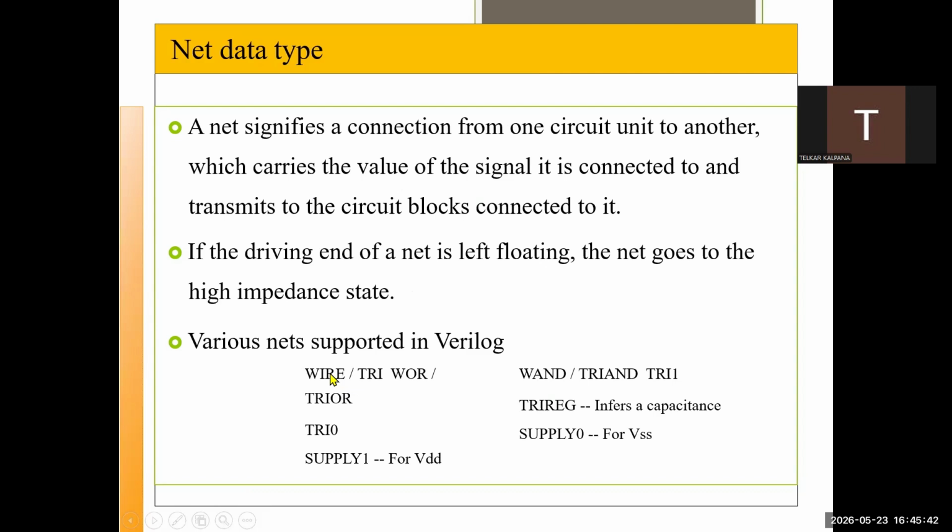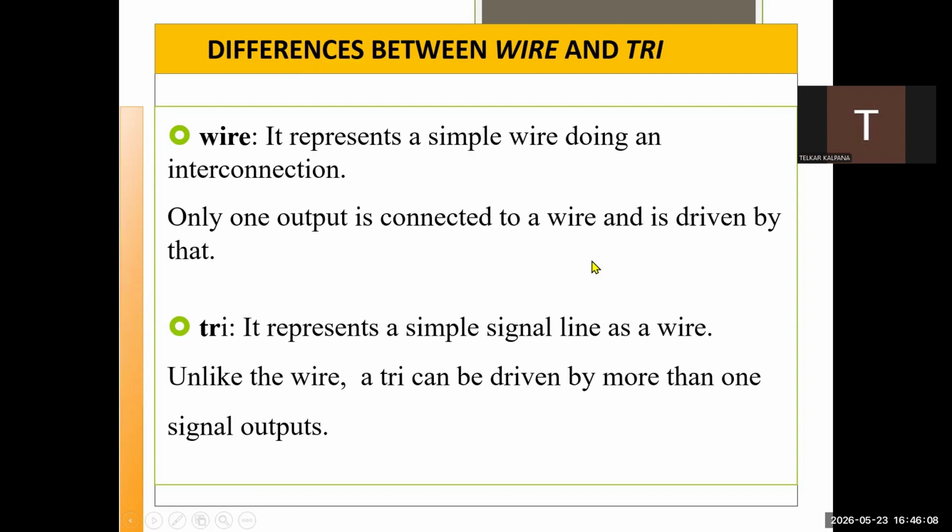Examples of net data types are wire, tri, tri0, tri1, supply0, supply1, wand, triand, trireg and so on. All these are the net data types. As already said, wire comes under the net data type, which represents a simple wire doing an interconnection.